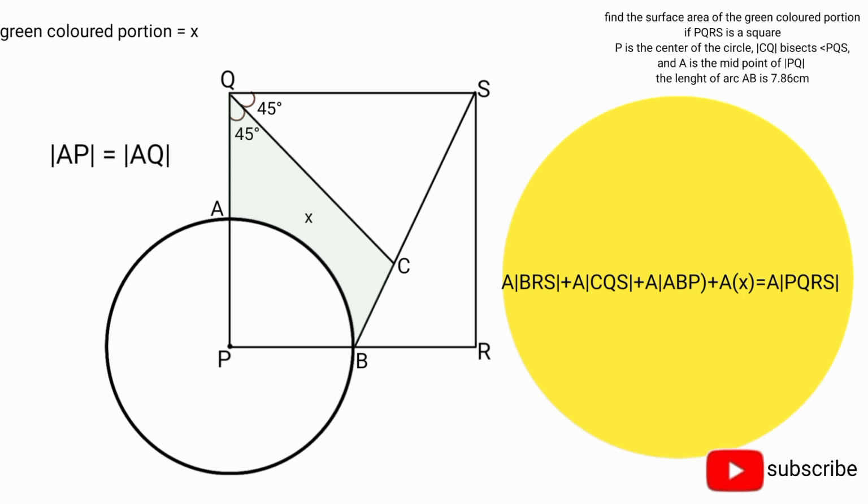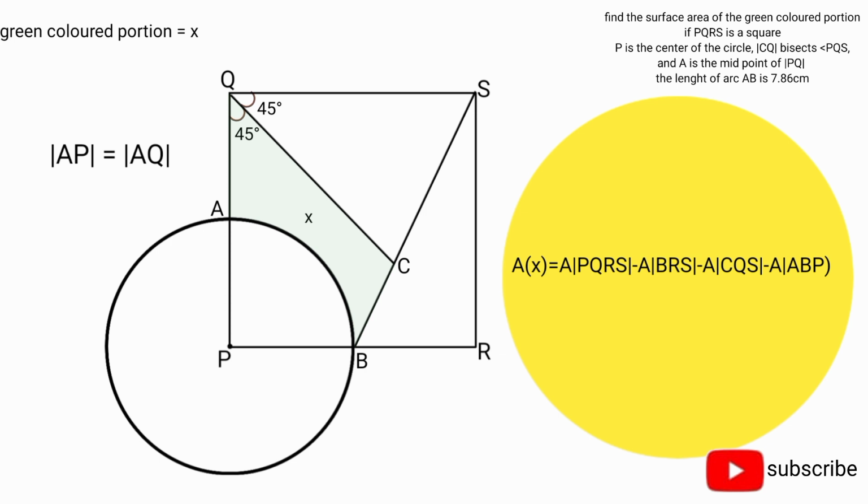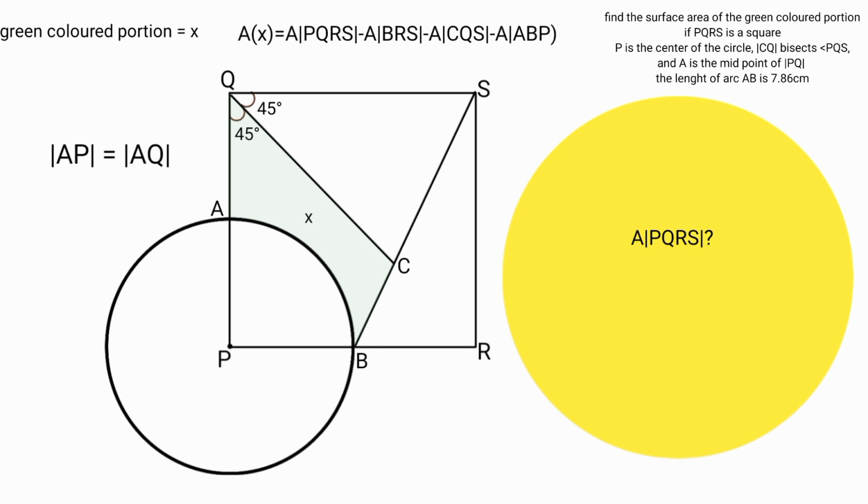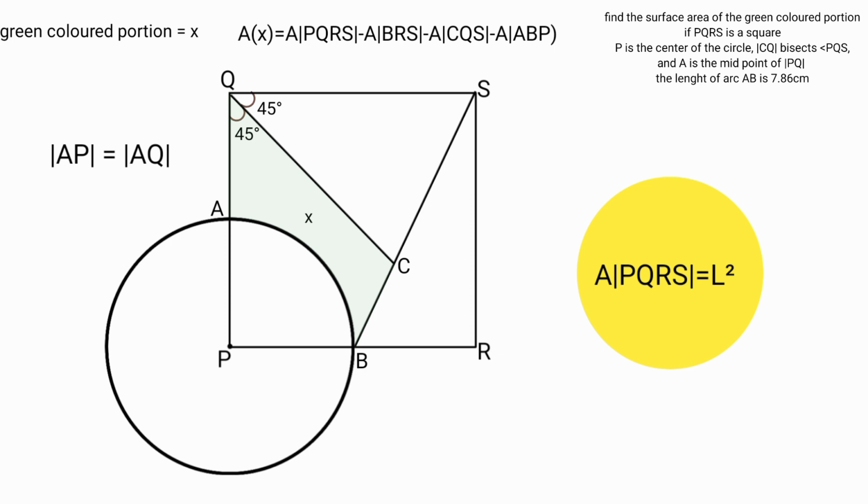Now since we are solving for the area of X, we make it the subject of the formula. Now area of X equals area of PQRS minus area of BRS minus area of CQS minus area of ABP. So what is the area of the square PQRS? The formula for the surface area of a square is the square of the length of each side. So area of PQRS equals L squared. What is the length of each side? We don't know. But coming back here, if you look, this line AP is drawn from the center of the circle to the circumference, and that implies that line AP is a radius.